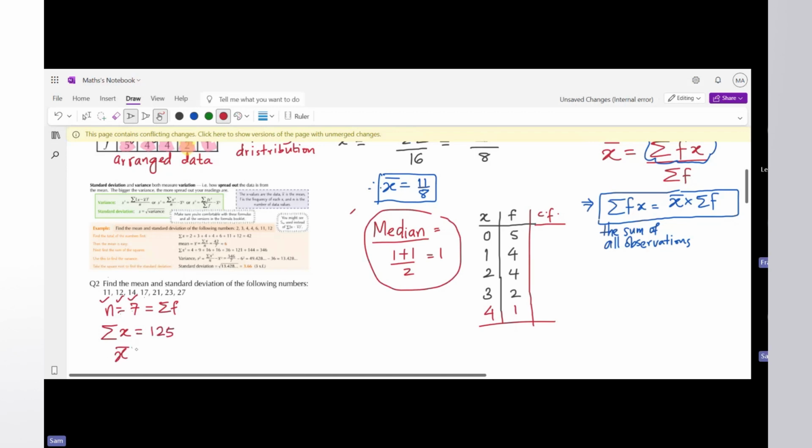And then what is the average? Then x bar, the average, is around 17.857. So when you do 125 over 7, you get 17.857142 8, etc. So in your exams, I would suggest you first write the whole calculator display and then write the three significant figure value. What do you think is the three significant figure value here?